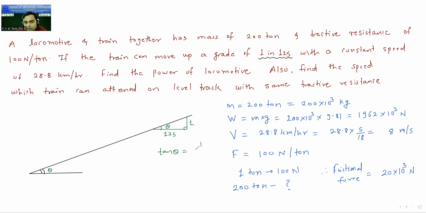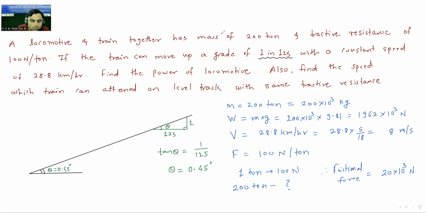Tan theta is equal to opposite side upon adjacent side. So theta is equal to tan inverse of 1 upon 125, which is 0.45. So theta is 0.45 degree. So your this angle is 0.45 degree. Okay, 0.45 degree. Now we will draw the block.